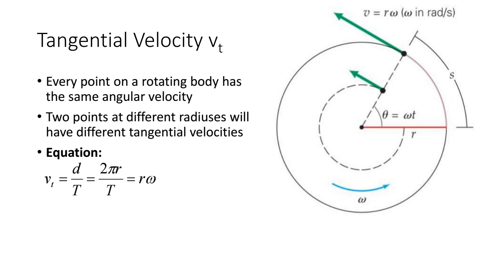Tangential velocity. Every point on a rigid rotating body will have the same angular velocity.